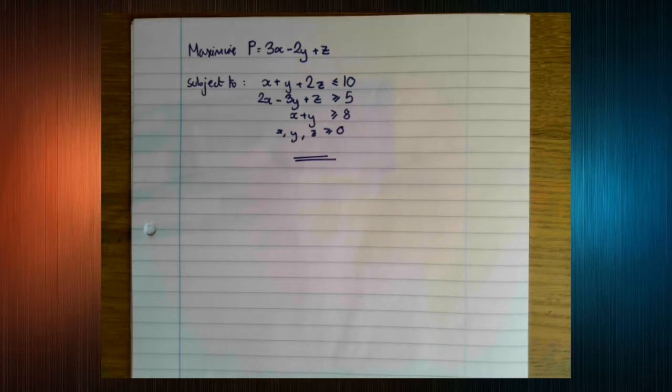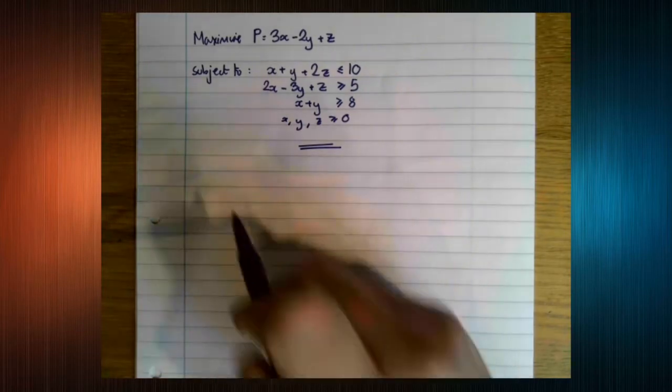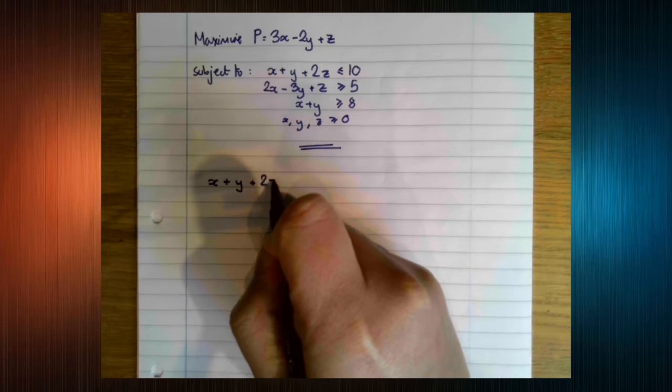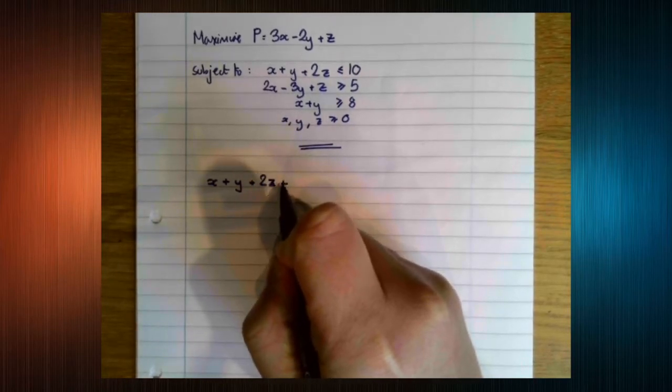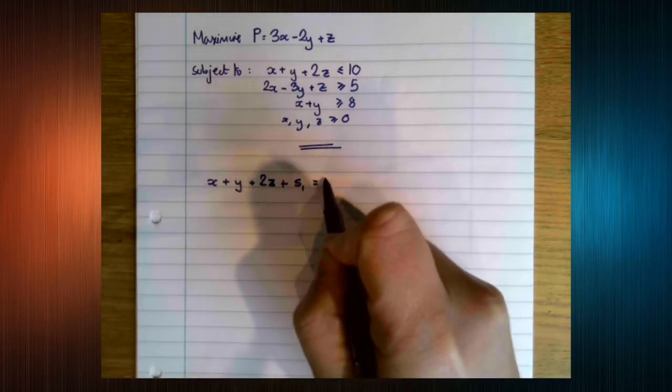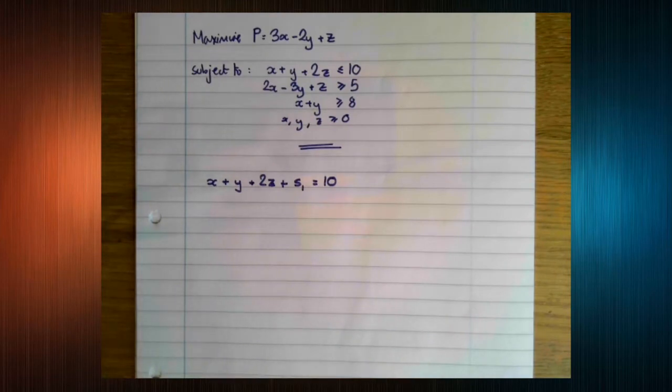So first off, we need to think, okay, how do we change our inequalities into equations? So the first one, x plus y plus 2z is less than or equal to 10, is fine, because we just do that one as normal. x plus y plus 2z plus s, now I'm going to call it s1 and you'll see why later, is equal to 10. Okay, so that one's all fine. The problem comes with our others.